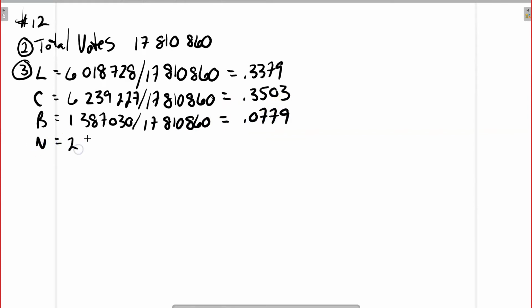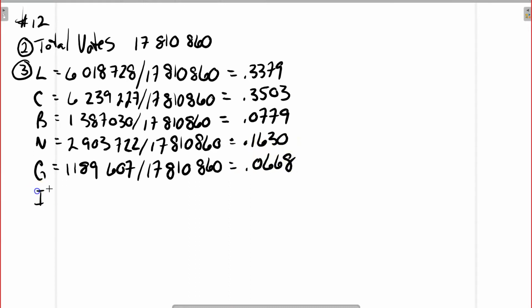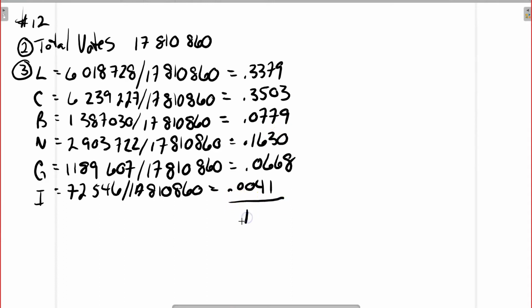The NDP, 2,903,722, divided by 17,810,860, gives them 0.1630. The Greens, finally, have 1,189,607, divided by the total, which gives them 0.0668. And then finally the Independents, which are treated as a group here, but they really have no connection between each other: 72,546 divided by the total 17,810,860, which is 0.0041. So we've got the proportion of the total vote that each party got. If we added up all those decimals, we should end up with 1, or very close to it.